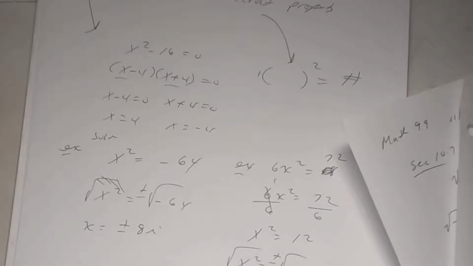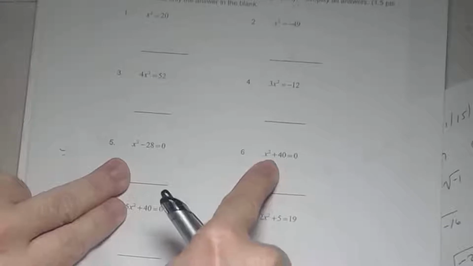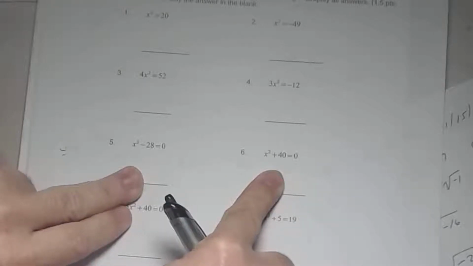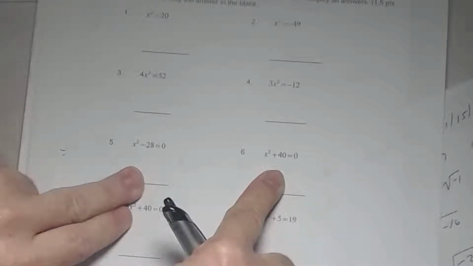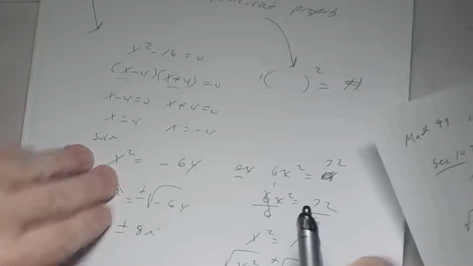If you go back to worksheet part A, that's how you would do 3 and 4. Now, when you're doing 5 and 6, what do you think you'd have to do to get the square by itself? You have to move the whole number.